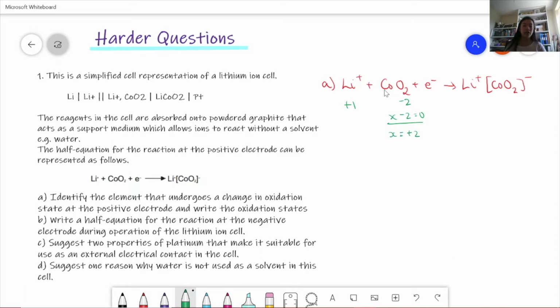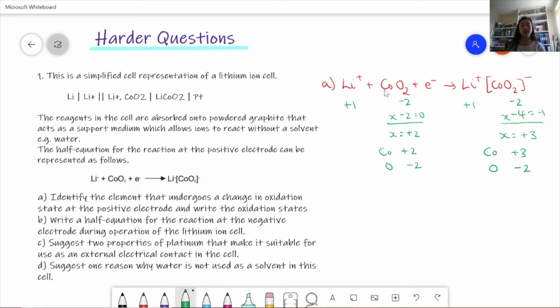So we have Co as plus 2 and oxygen as minus 2. And then here we have Li is still plus 1, and then now we have CoO2-, so that's minus 2, minus 4. So x equals plus 3. And if you can't remember how to work out the oxidation states, then quickly go back to the redox videos. So we have Co is now plus 3 and oxygen is still minus 2.